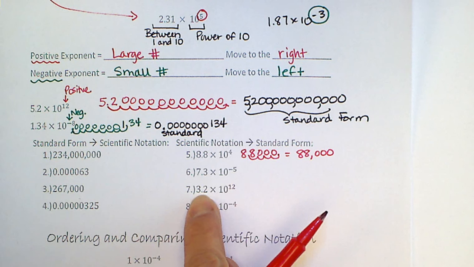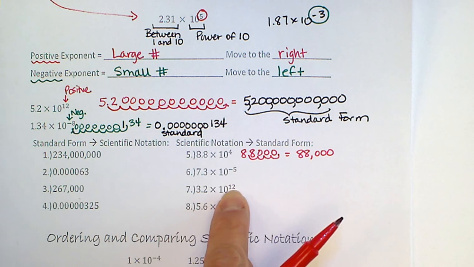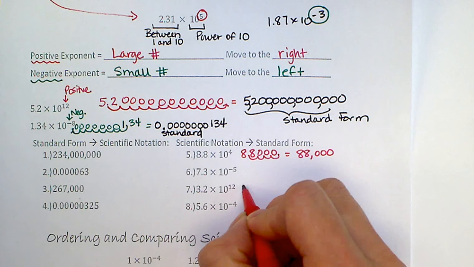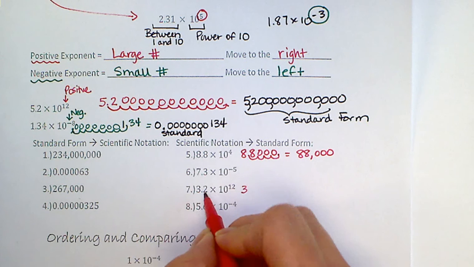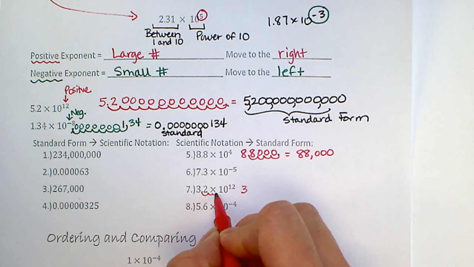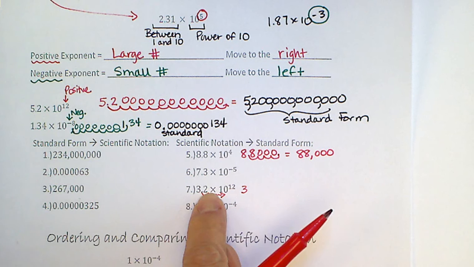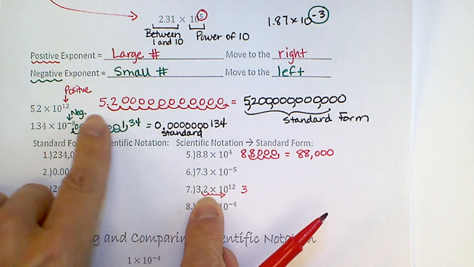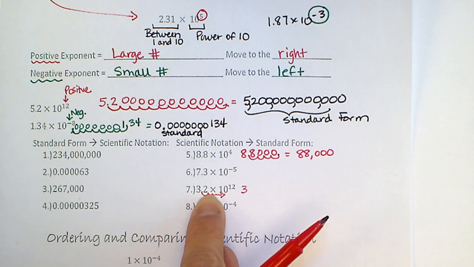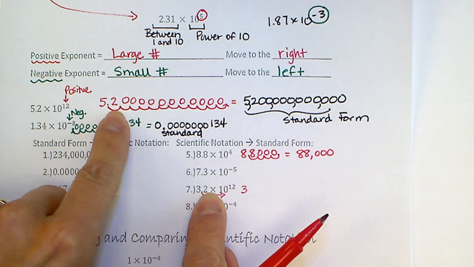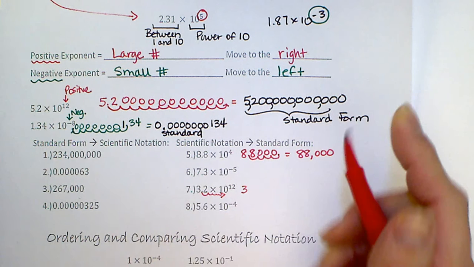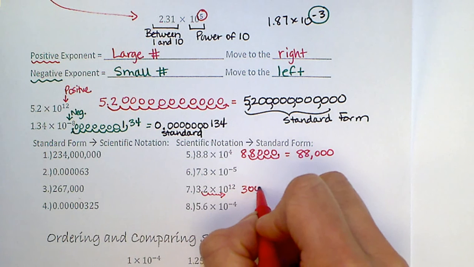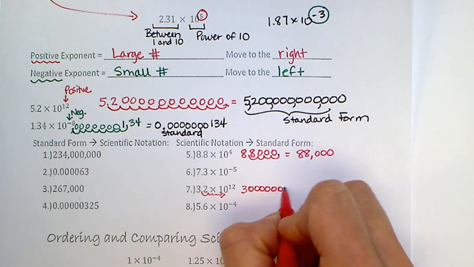This is 3.2 times 10 to the 12th, so I need to move 12 to the right. So if I move 12 to the right, I'm going to go 1, 2, 3, 4, and so on. So my first blank, I don't want to draw all these loops. I already did that up here. So because my first loop has a number in it, I'm only going to add 11 zeros. So 1, 2, 3, 4, 5, 6, 7, 8, 9, 10, 11.